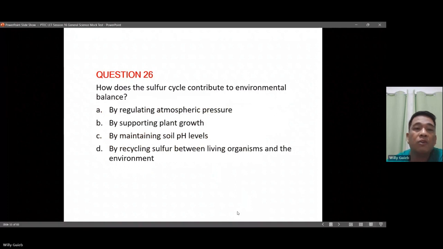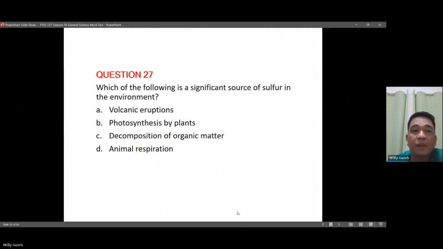26. How does the sulfur cycle contribute to environmental balance? A, by regulating atmospheric pressure. B, by supporting plant growth. C, by maintaining soil pH levels. Or D, by recycling sulfur between living organisms and the environment. Our answer here is letter D, by recycling sulfur between living organisms and the environment.